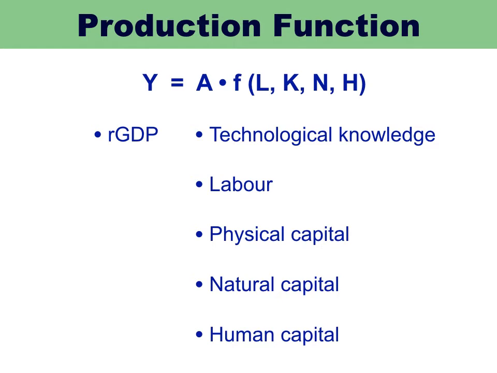So let's start by talking about labor. Labor is just the people that are working in the economy. That's how many people are working. Physical capital is about machines and buildings. Natural capital is about the natural resources that we have available to us. And human capital is about what we've learned, so about our knowledge. Technological knowledge is about how well we can put these factors of production together. How well can we combine labor, physical capital, natural capital, and human capital?